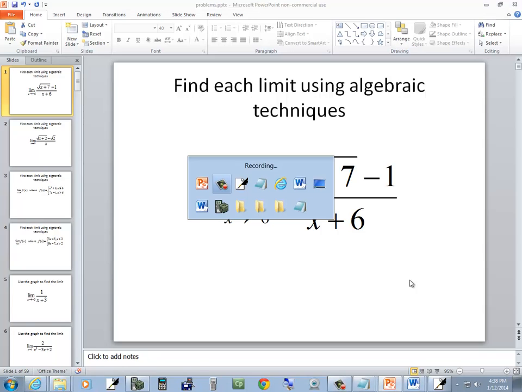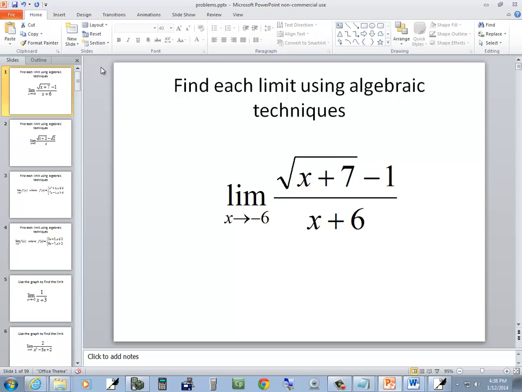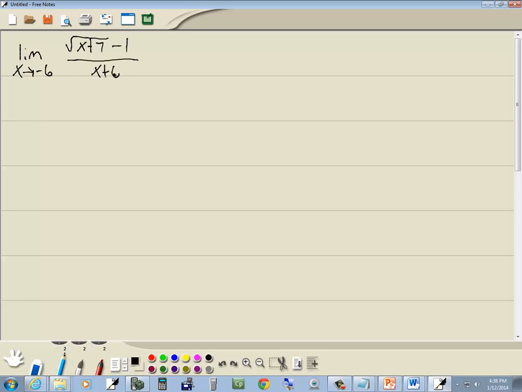Let's take a look at this problem. The limit as x approaches -6 of the square root of x plus 7 minus 1 over x plus 6. Direct substitution again does not work. If I put -6 in for x, I get -6 plus 6 in the denominator, which is 0. Can't have 0 in the denominator.